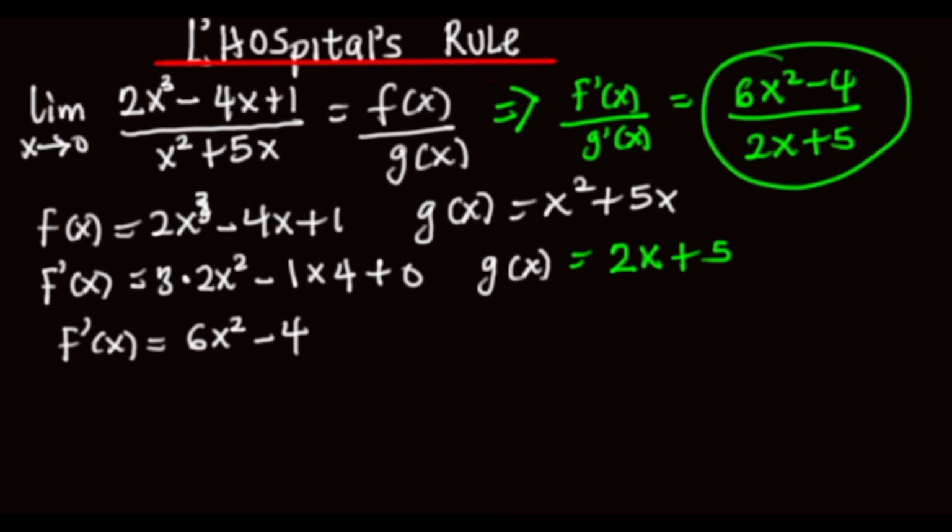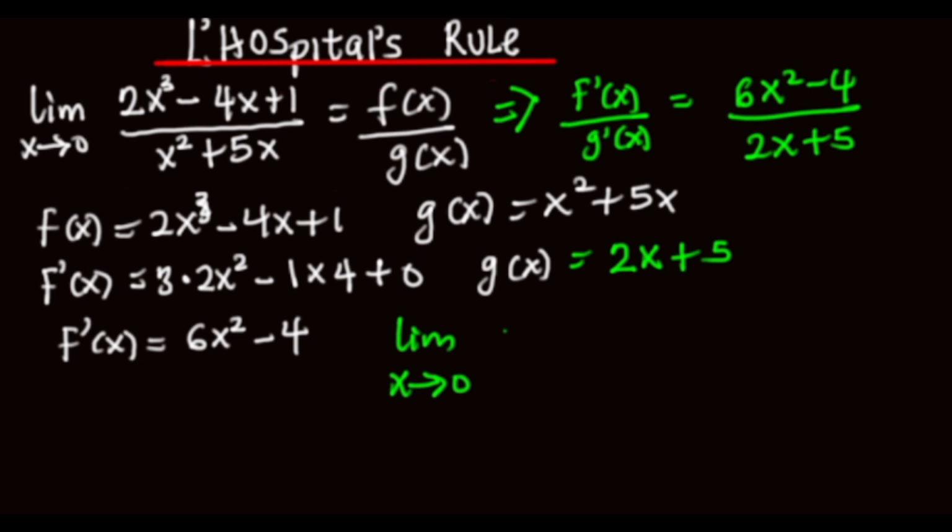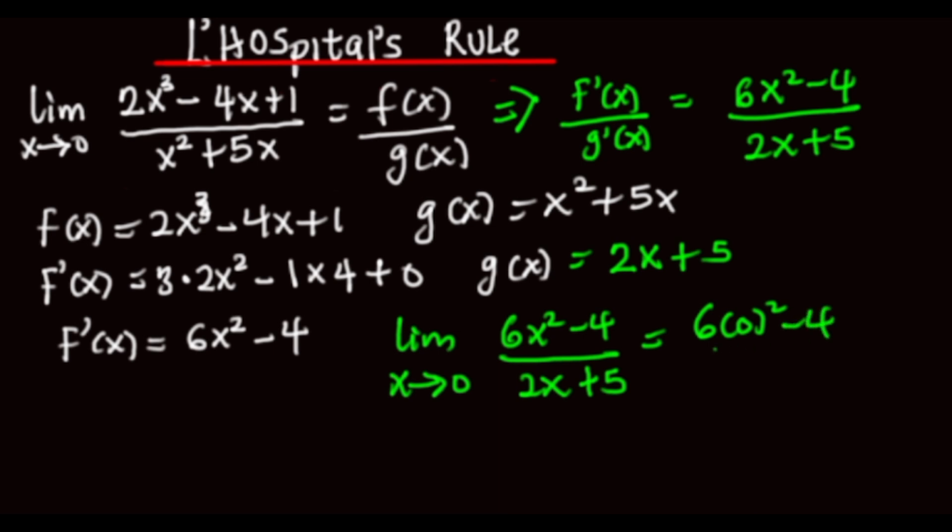Then can I go ahead and take the limits of this derivative function that you are seeing here. So I'm going to take the limit as x tends to 0 of 6x squared minus 4, divided by 2x plus 5. If I go ahead and take the limit, I'm going to have 6 into bracket 0 squared, then minus 4, divided by 2 into bracket 0, plus 5. So let's see what we're going to have. Obviously, here we have minus 4, and here we're going to have minus 4 divided by 5. So that's basically the limit of this function.